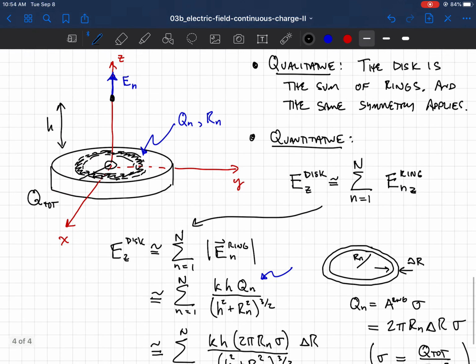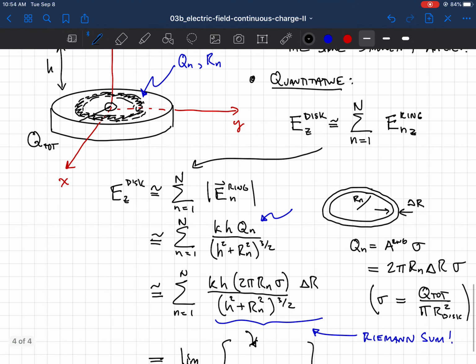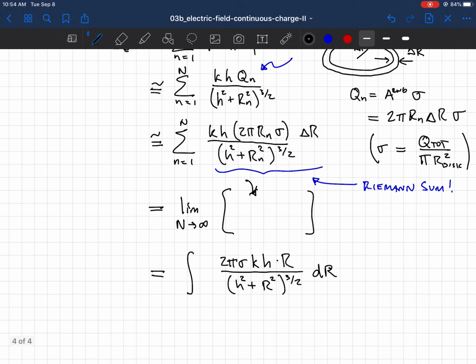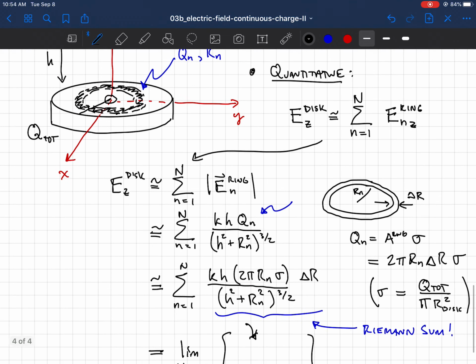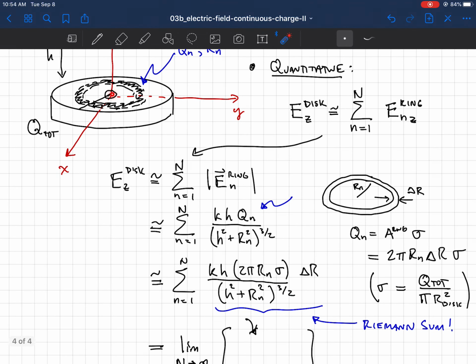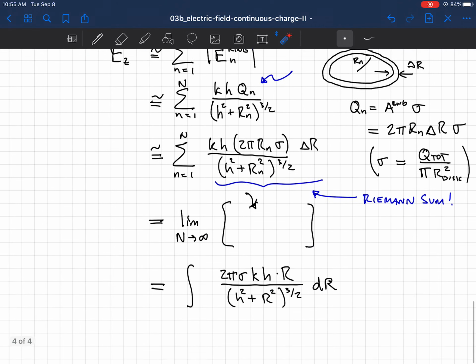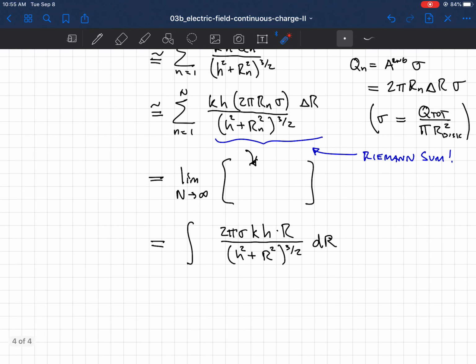Now we have to look at the limits. So the limits, what are we doing? We're integrating outward from the center of the circle to the edge of the circle. So we're going from r_n of 0 outward to here, which is simply r disk. So we're going from 0 to r disk. I'm going to pause here, and then we'll come back and evaluate the integral.